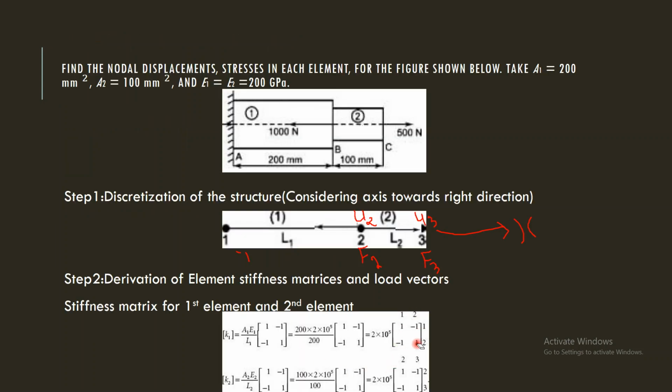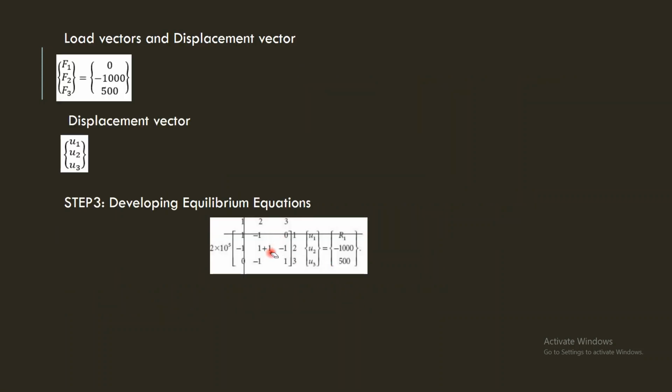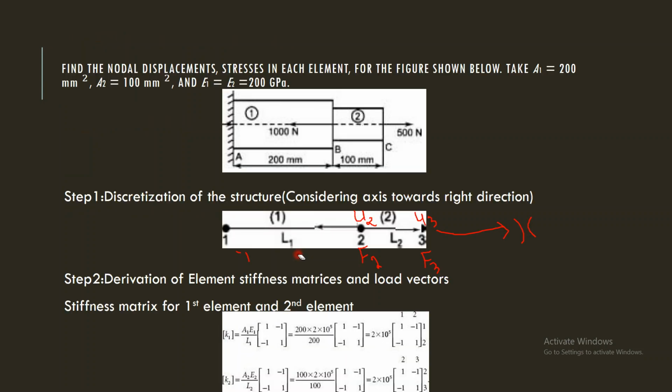If you observe here, we are having one value, that is 2, 2. In the second stiffness matrix, we are having one more value. So that's why it becomes 1 plus 1. Let us look into the 3, 2. From the first matrix, we don't have any connectivity. And in the second matrix, we are having 3, 2, that is minus 1.